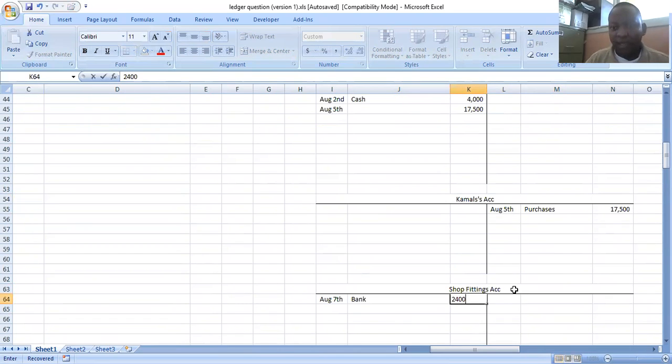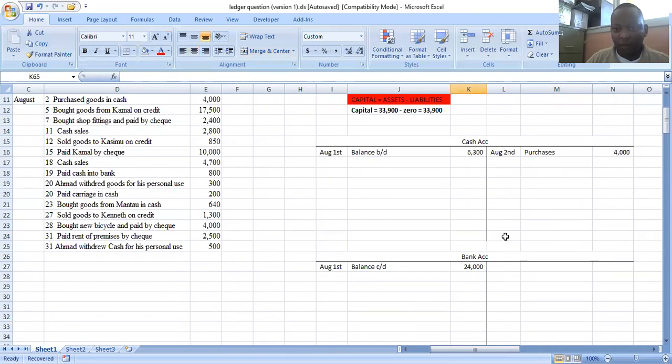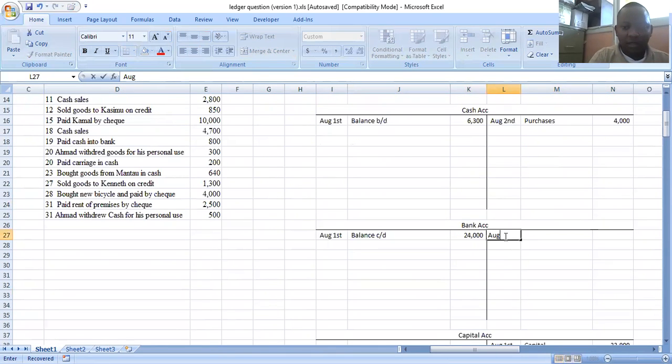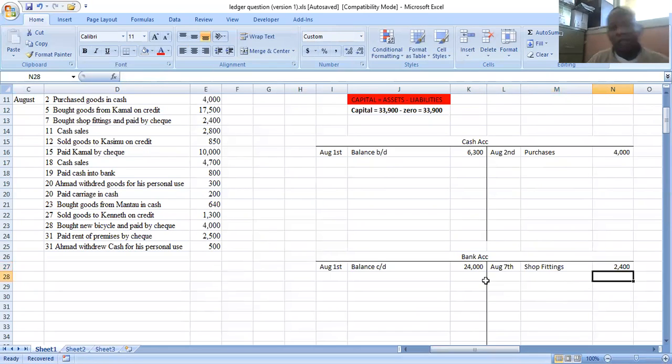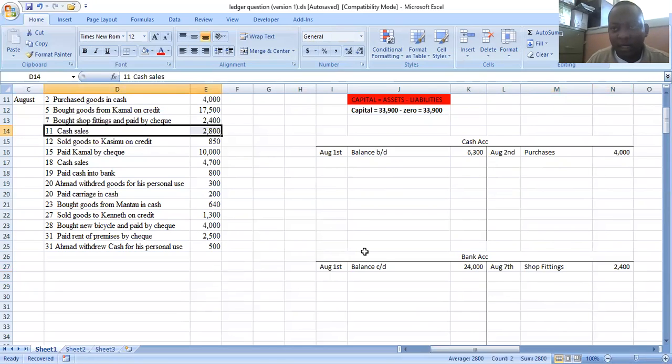2,400. And then credit bank account, because bank is going down. So August when? August 7th. Credit bank by shop fittings, and the amount is 2,400. Then we proceed to the other transaction, that is cash sales of 2,800 shillings.